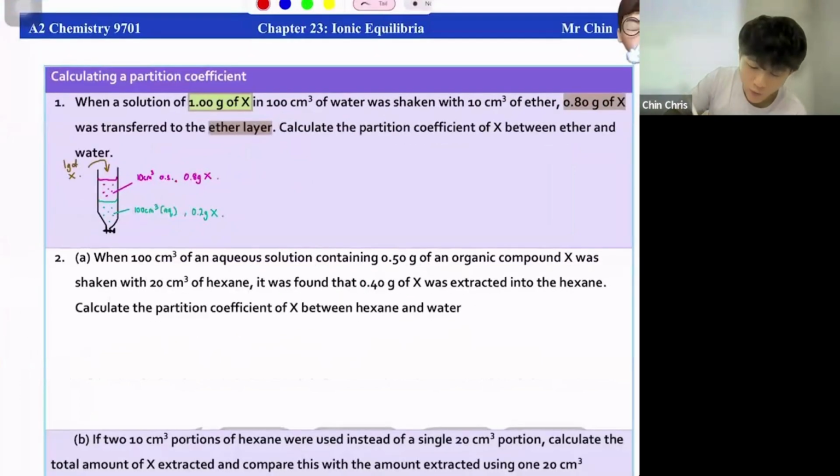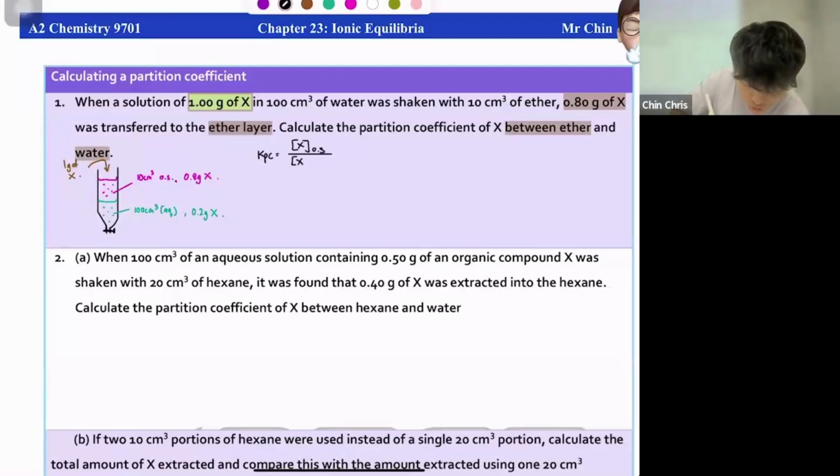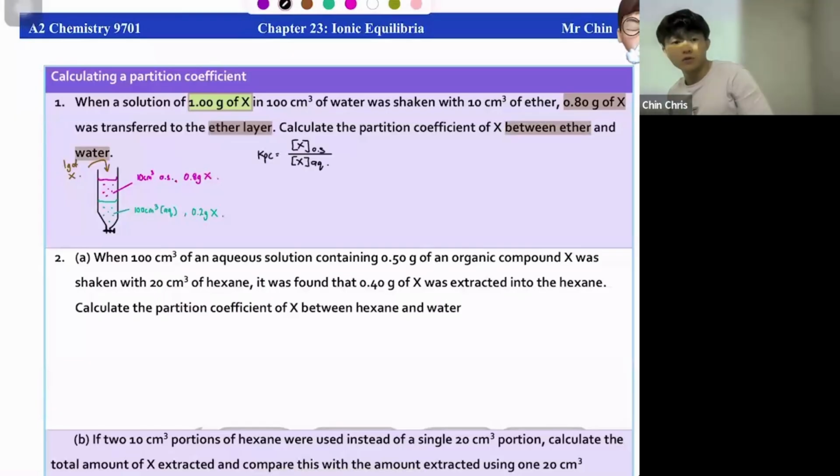Alright guys, next. What do I want you to find? The partition coefficient between what? Between ether and water. So ether is mentioned first. So KPC is the concentration of X in organic solvent over the concentration of X in aqueous. Understand? Clear? Good.